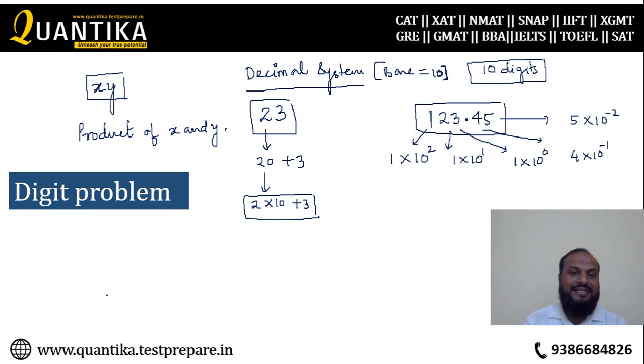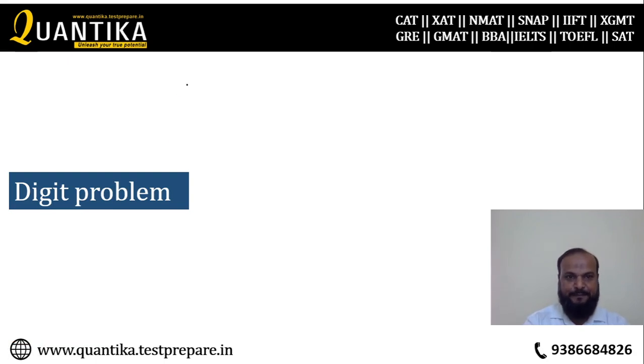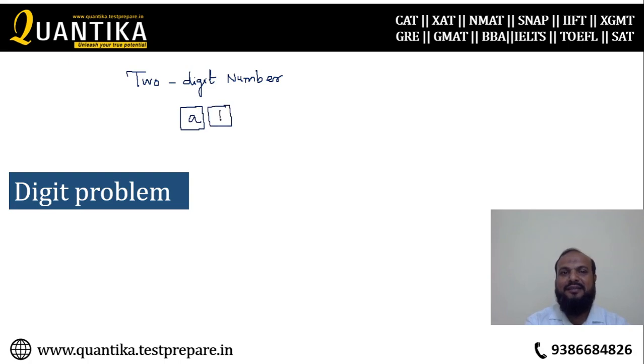So in the digit questions, what we expect from you is that when they start a question by writing a 2-digit number, you have to assume the digits separately. So there will be A, and there will be B. Now the number is going to be, this A will be multiplied by 10, so it will be A into 10, that is 10A.